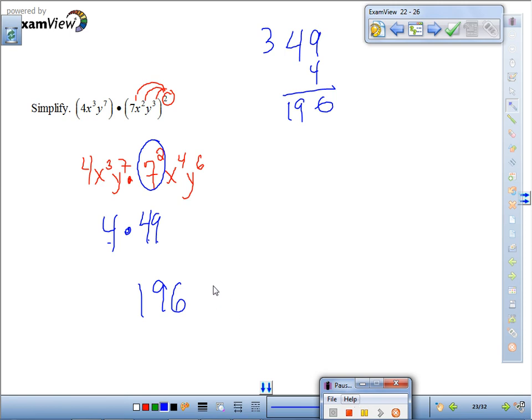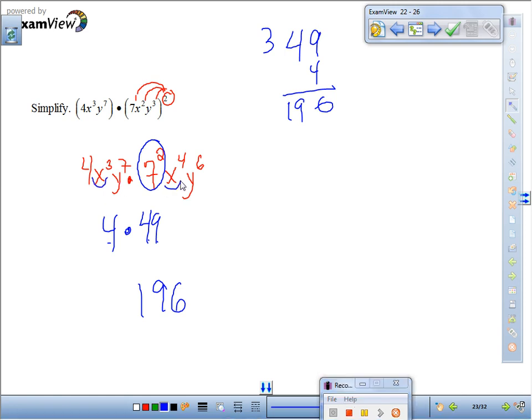Why did I multiply 4 times 4? Because it doesn't have an exponent outside of the parentheses. Okay, here we go. Focus, please. We're done with the numbers. Let's focus on the variables.